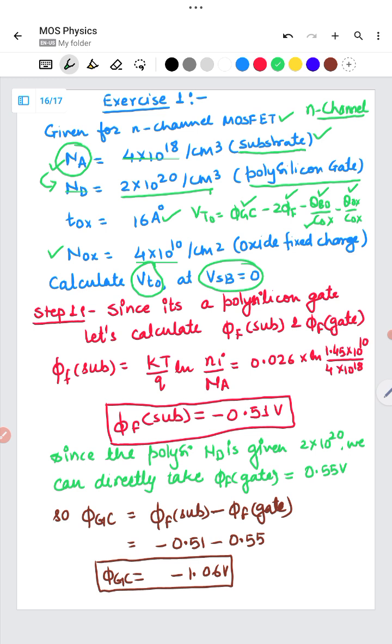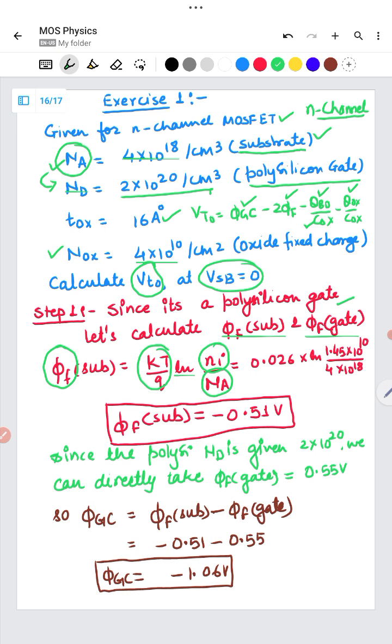So step 1, since it's a polysilicon gate, let's calculate phi f of substrate and phi f of gate. These two we need to calculate. We already know what is the phi f. Phi f is a Fermi potential. Fermi potential we always calculate by kT by q ln ni by na. For the substrate, since it's Na, Na will be in the denominator.